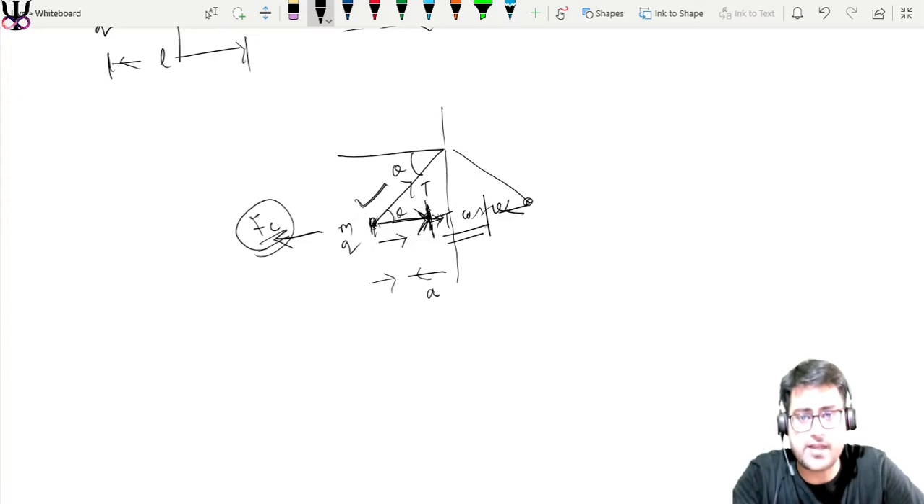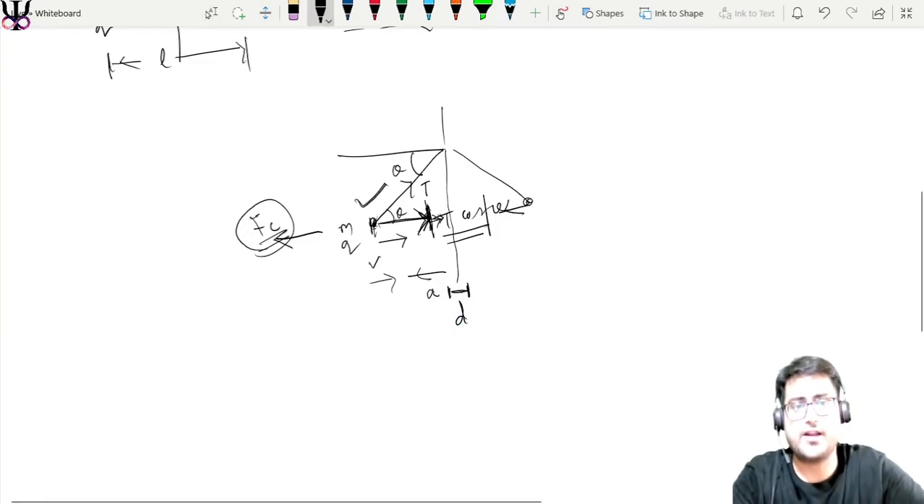There will be some acceleration which will be variable, and not a constant acceleration, but it will reduce the velocity so that at a point the velocity would be zero. At that point, the particle on the right would also be similarly placed. So this separation is something that we need to find out. We need to find the value of d. That is all we need to find in this problem.